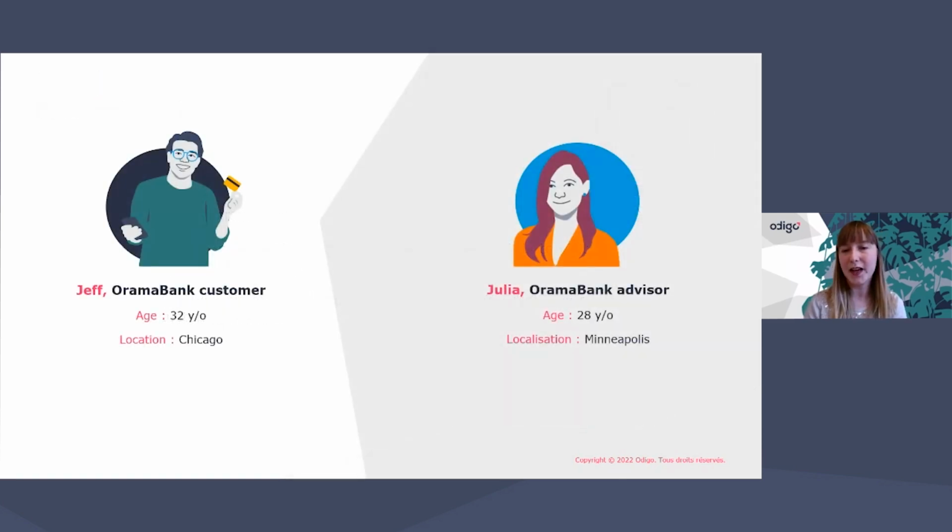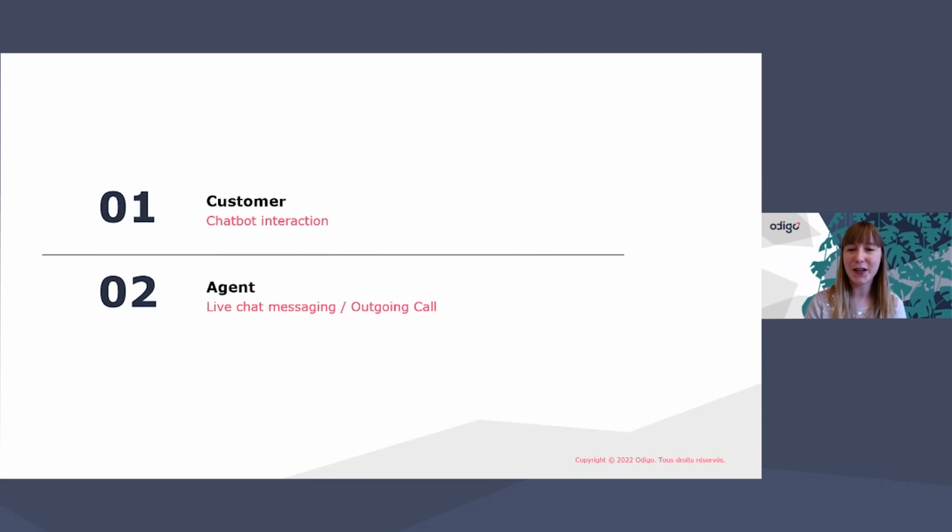So in this story, we have Jeff, an Orama Bank customer, and we have Julia, an Orama Bank advisor. Jeff will use a chatbot interaction, and Julia will use the live chat messaging we have on Odigo and the outgoing calls. So I let you watch now the video demo.